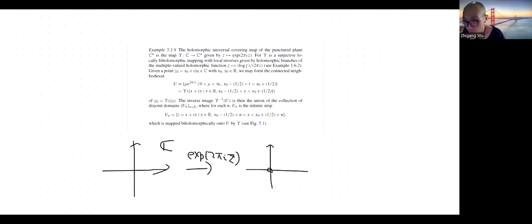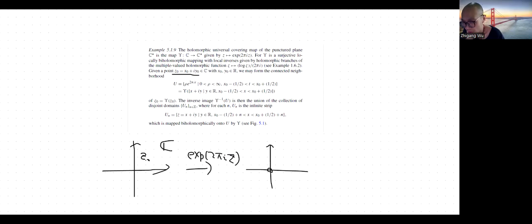Then, given a point z naught equal to x naught plus i y naught in C, if I pick the point here, maybe like here, with x naught, y naught in R, we may form the connected neighborhood U to be defined as rho e to the 2 pi i t, with rho between 0 and infinity.